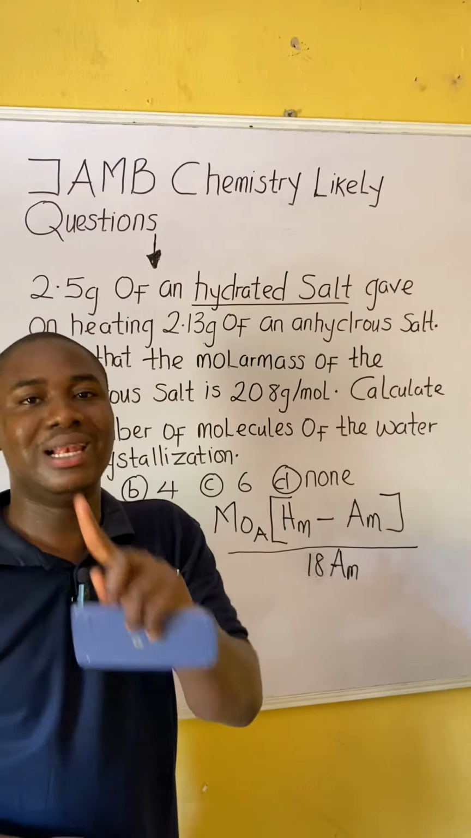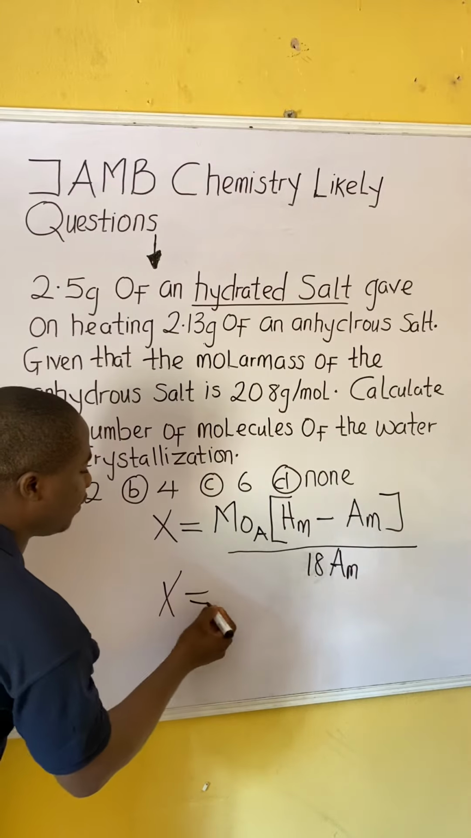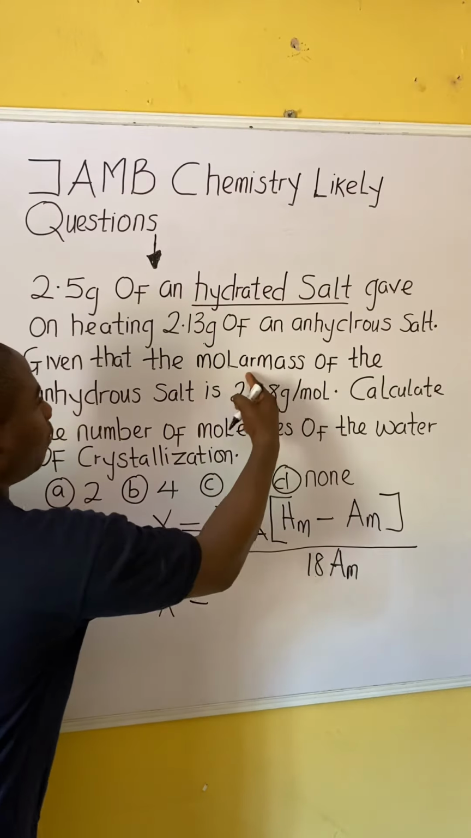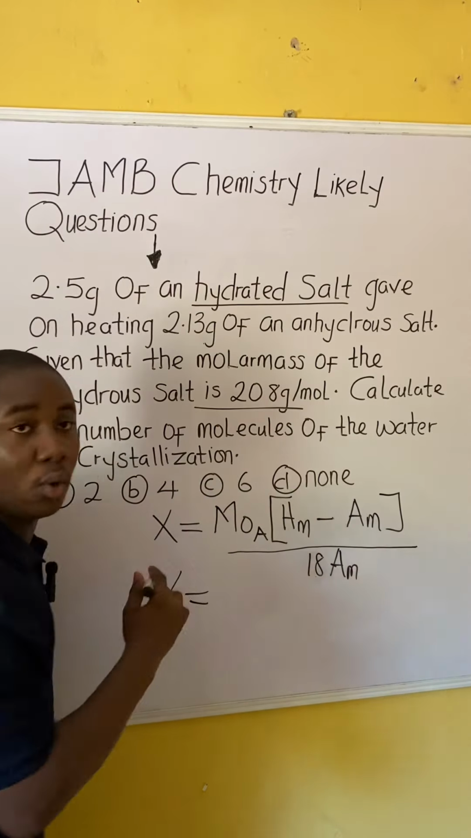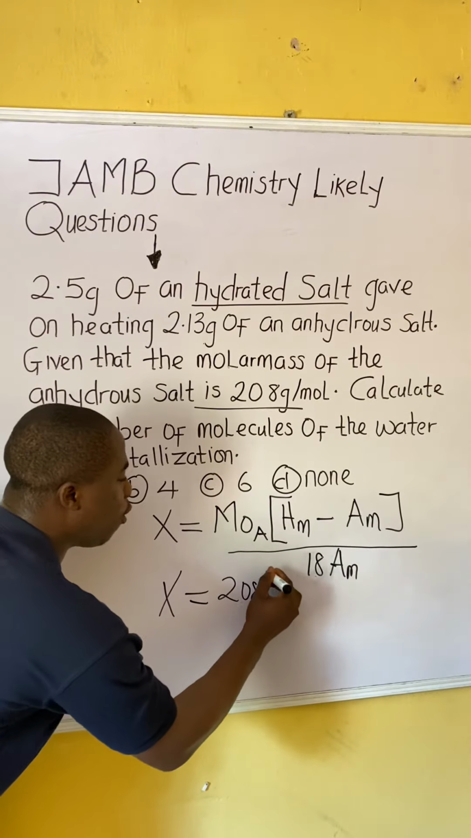It's very simple. Listen carefully. So let's impute the parameters into the formula. So X will now be equal to what's MOA? Molar mass of anhydrous salt. They gave it to us now. The molar mass of the anhydrous salt is 208. So here for MOA, I'm going to write 208, open a big bracket.